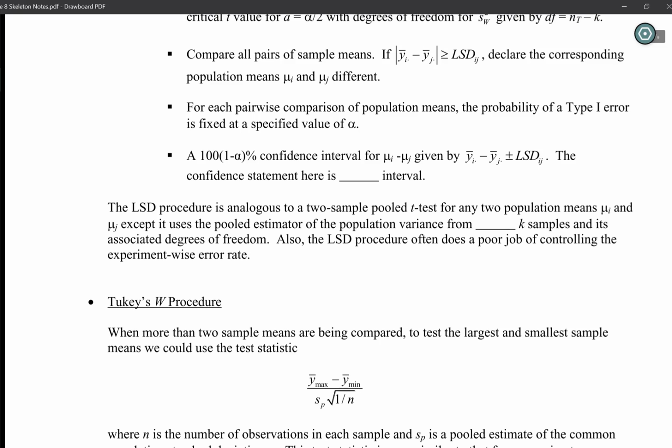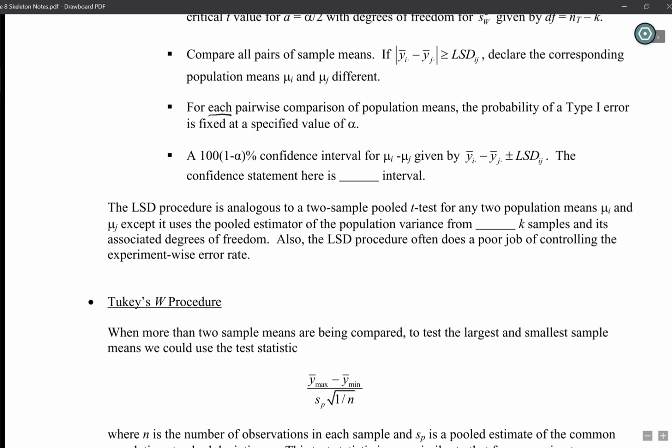Now this approach, what it does is for each pairwise comparison of the population means, the probability of a type 1 error is fixed at a specific value of alpha. Okay. Now that's for each here. All right. That's for each pairwise comparison. So we need to be mindful of that. Now, a 100 times 1 minus alpha percent confidence interval for the difference of the population means is given by this expression. Basically, we just add and subtract Fisher's LSD there.